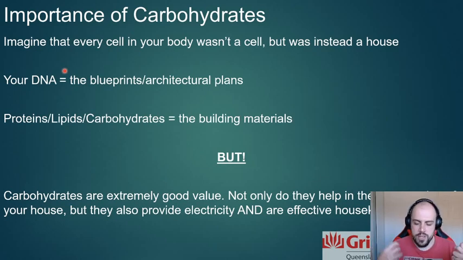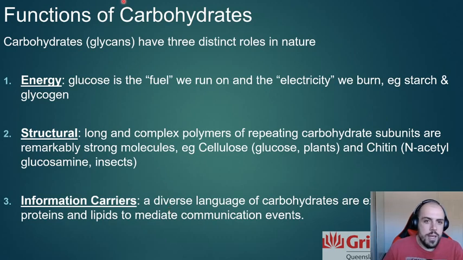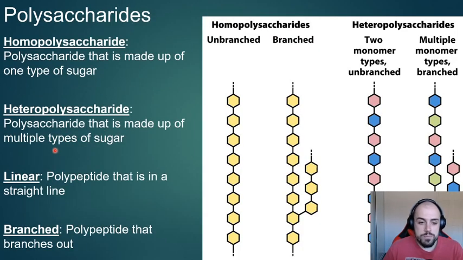Now, your proteins and your lipids and your carbohydrates and all these other main macromolecules that we've been spending weeks and weeks talking about, these are the building materials. This is the carpet, the wood, the plasterboard that basically build and hold your house together. However, carbohydrates take it one step further. They not only help to construct your house, they're also the electricity, the internet, the phone line and your Wi-Fi and all of that sort of stuff. So they play a massive role in structure, but also a huge role in energy and, of course, communication. So these are the main three roles. Again, I've just finished talking about that.